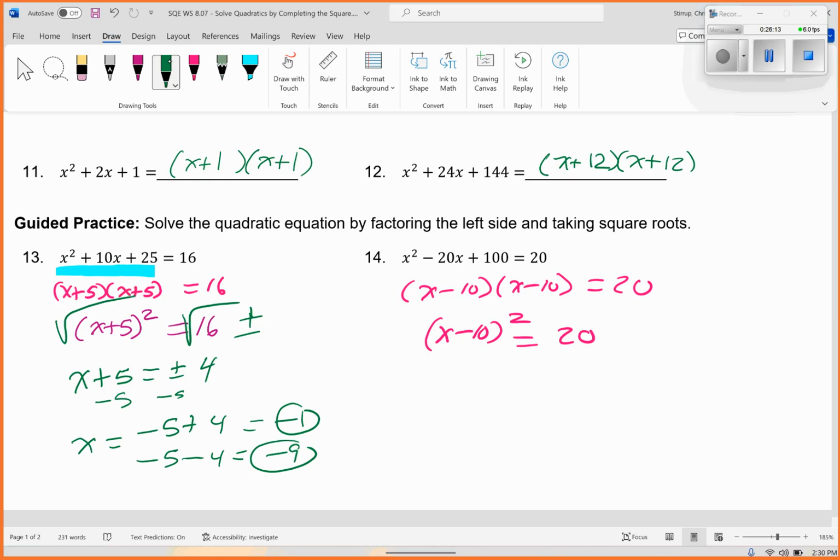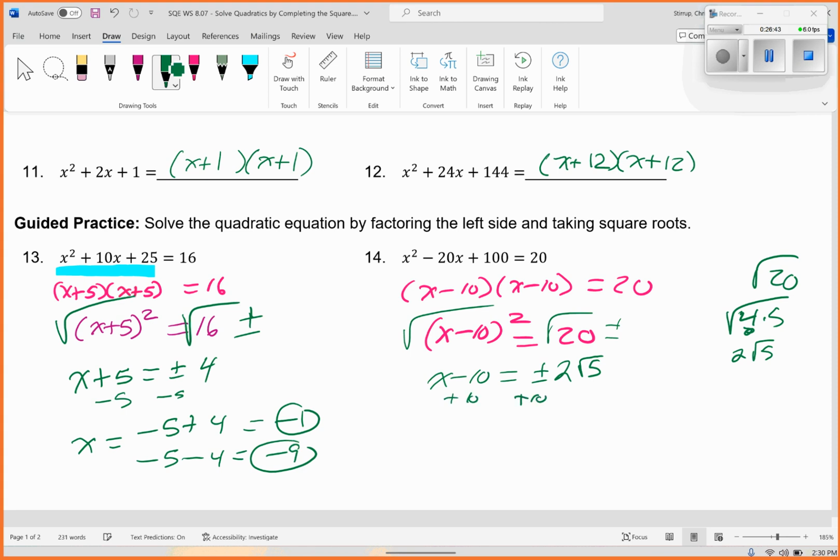I bet you Sean knows what's next. What's next right there on 14? Root. Don't forget plus minus. All right. Root 20 breaks down to what? Which one of those blue numbers? 4 times 5. Square root of 4 is 2. So I'm going to get that. How do I get x by itself? Add 10 to both sides. X equals 10 plus or minus 2 root 5. Done.